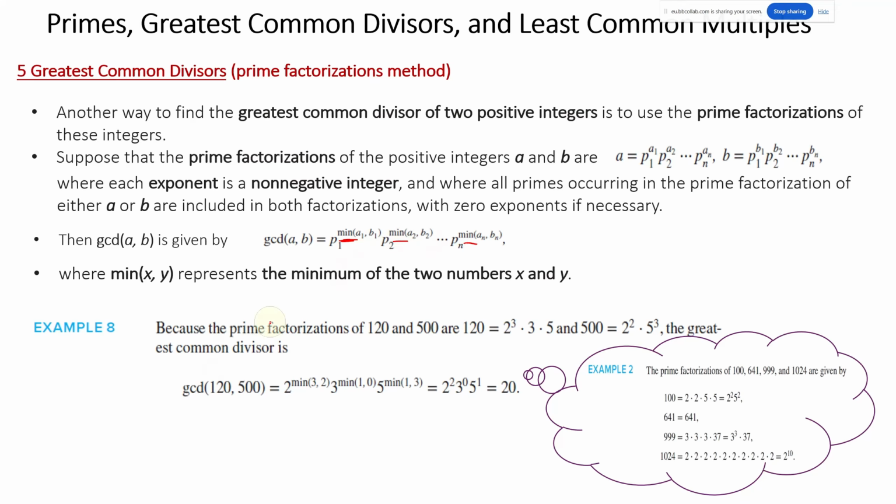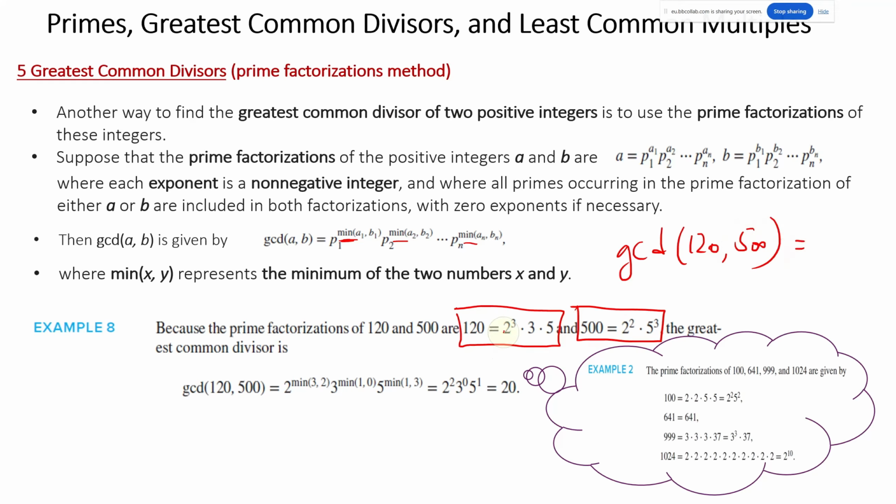So let's say, for example, we have the prime factorization of 120 and 500. For 120, we assume that this is the prime factorization. That means 120 is equal to this, and 500 is equal to this. Now, the greatest common divisor between 120 and 500 is going to be what? Both of them have 2, so I'm going to take 2, and then in the power, I'm going to take the minimum between 3 and 2.